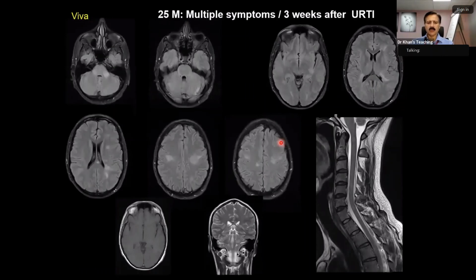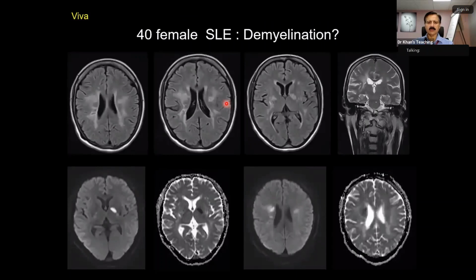Another one in which multiple lesions as well as cord lesions are present. One can again have a debate here that this can be MS also, but in any case, let's crack on. Okay, now this patient is SLE.